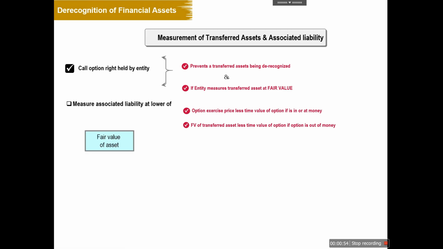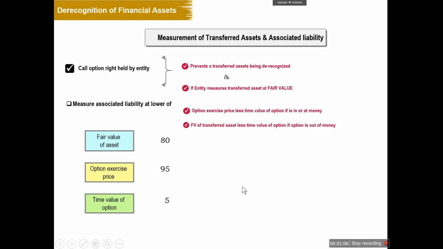For example, if the fair value of the asset is 80 and the option exercise price is 95 and the time value of the option is 5. In this case, as it is in the money, it will be measured at the option exercise price, that is 80, and deducting the time value of the option, that is 5. So the carrying amount of the liability will be measured at 75.